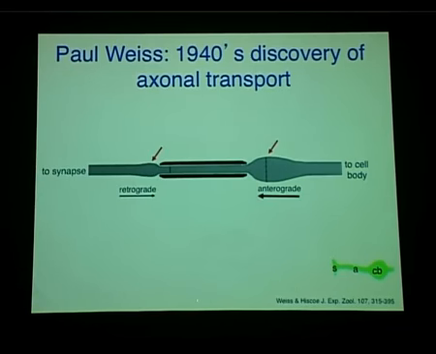So axonal transport was discovered by Paul Weiss, in part motivated by World War II injuries of people who crashed in airplanes, where he wanted to look at axonal biology. He cut open various animals, cats, rabbits, and tied a suture around the neuron, sewed the animal up, waited several weeks, opened it up again, and this is a figure from his paper, and he could see flow of cargo from the cell body to the synapse and from the synapse back to the cell body.